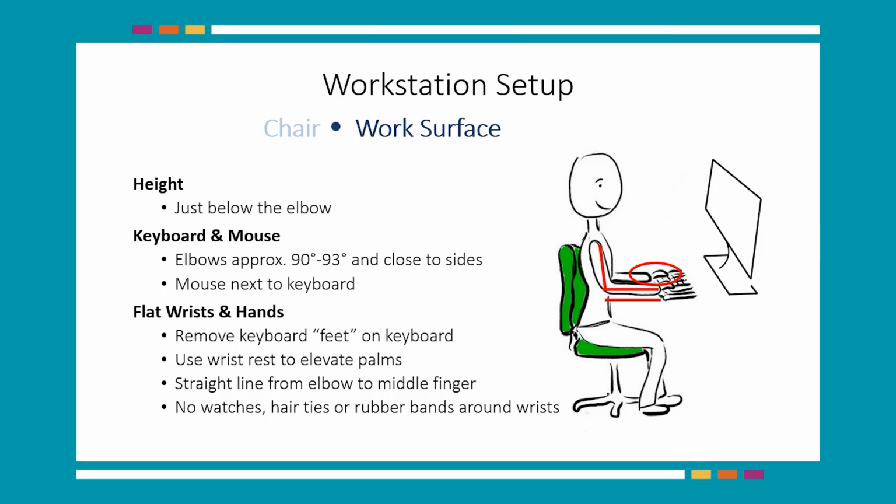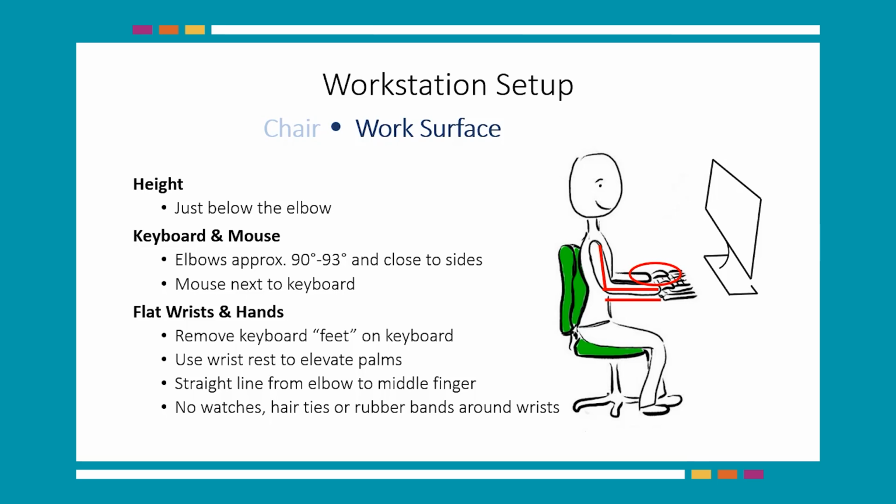Remove the feet on the keyboard so that your wrists are not bent while typing, which puts pressure on the carpal tunnel. Muscle tension in the forearms increases when the fingers are bent in a claw position. A wrist rest can be used to elevate the palms to the same level as the keyboard. Contrary to the name, a wrist rest should support your palms rather than your wrists, as this puts pressure on the carpal tunnel. Be sure the wrist rest is pushed up against the keyboard under the palms.